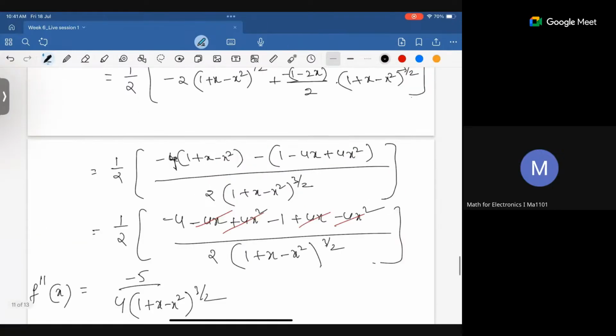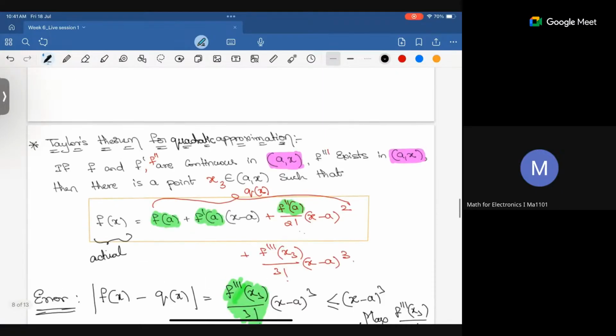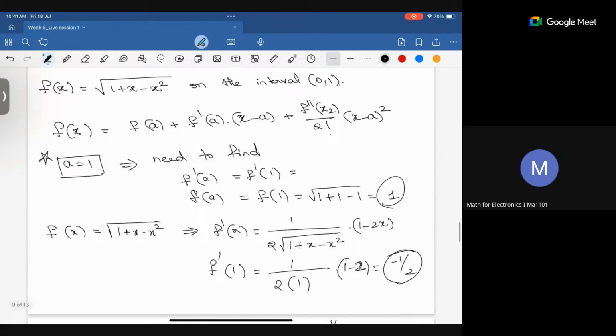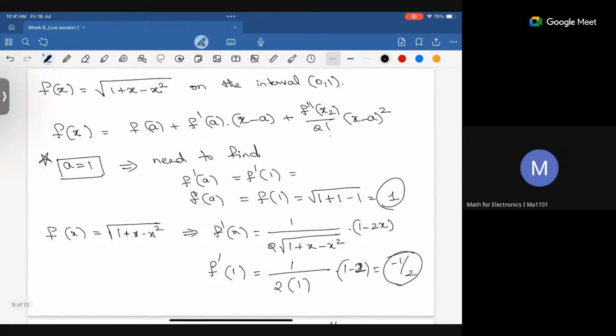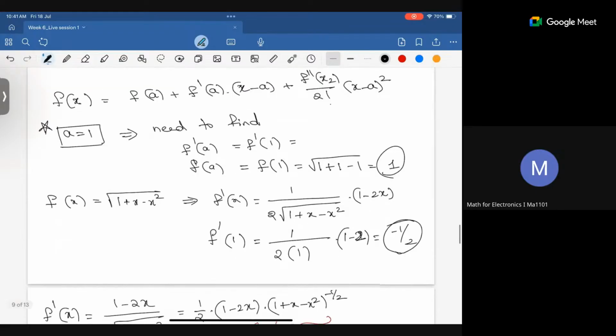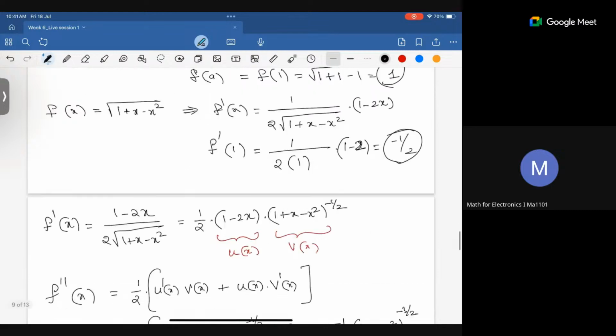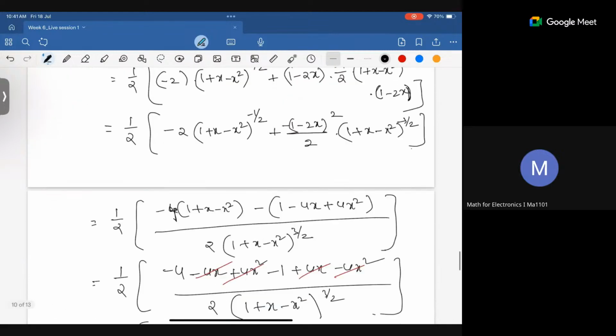Right, so I think we have all the ingredients. All we have to do is just substitute them. So if I just substitute them, I'll have f of a to be 1, f prime of x will be minus half into x minus 1. So let's write that linear approximation first.